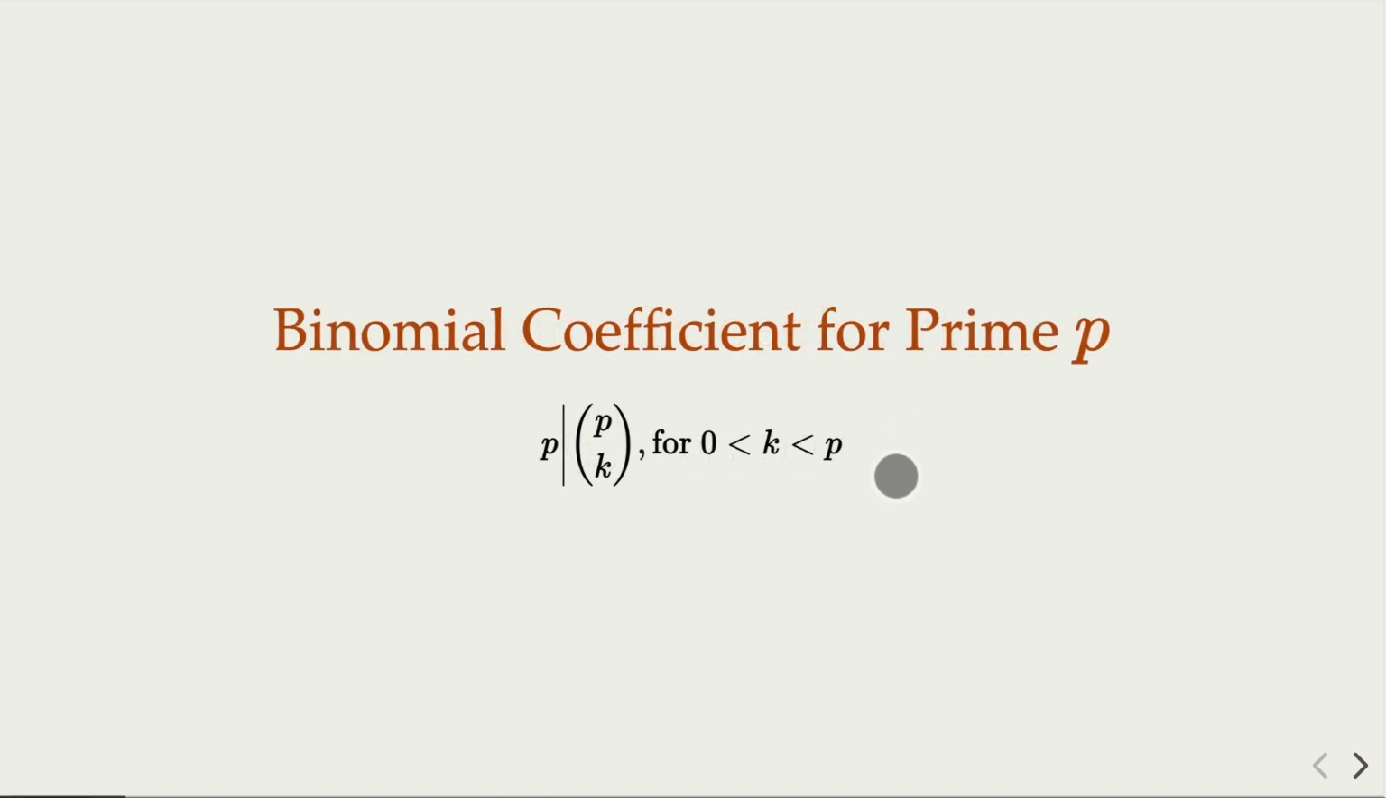Now when n is a prime number p, we claim that the coefficient p choose k is a multiple of p. Of course, k here is greater than 0 and less than p, because when k equals 0 or equals p, the coefficient is 1. For anything else in the middle, it's a multiple of the prime number. For example, 7 choose 3 is a multiple of 7.